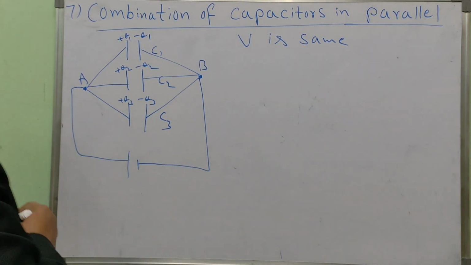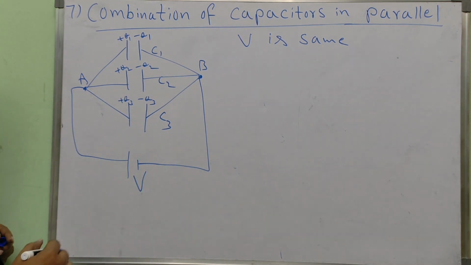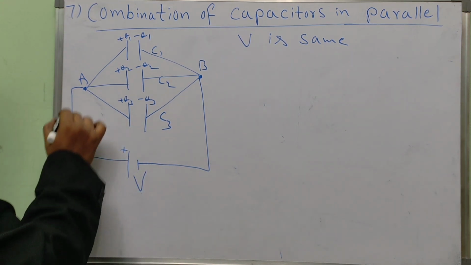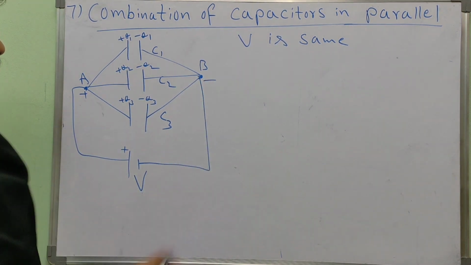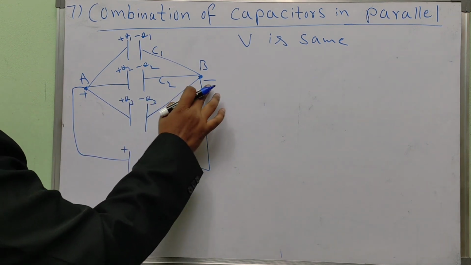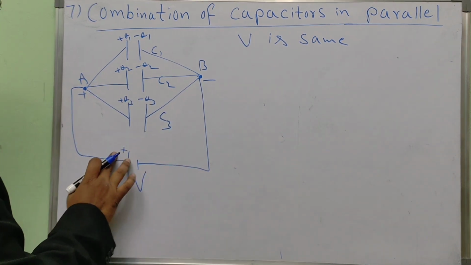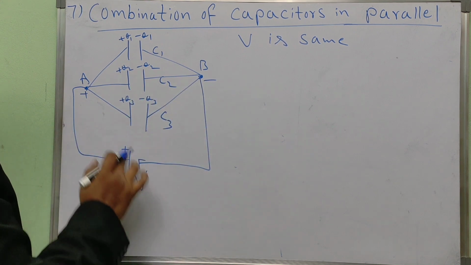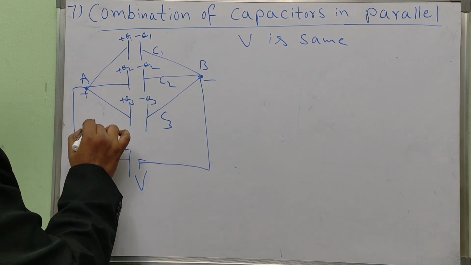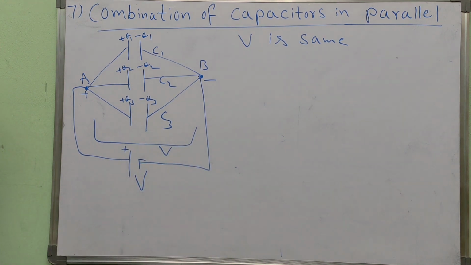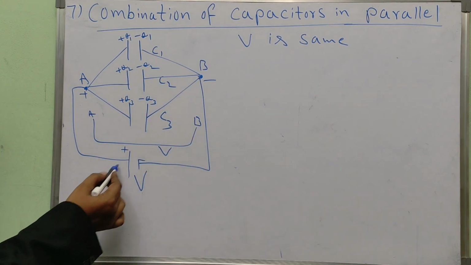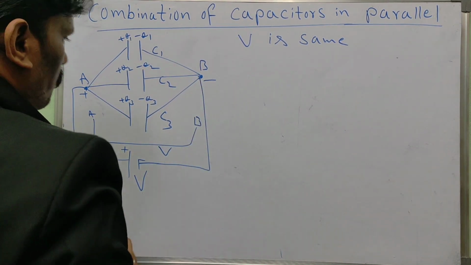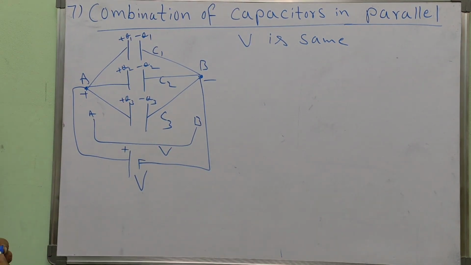Here the voltage of the cell I am going to consider V. The positive terminal is connected to point A, at positive potential, and the negative terminal is connected to point B, at negative potential. What is the potential difference between A and B? It is V only, because A is connected to the positive plate and B to the negative plate.